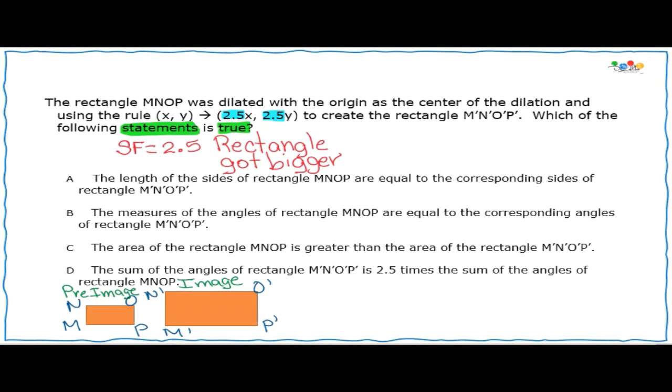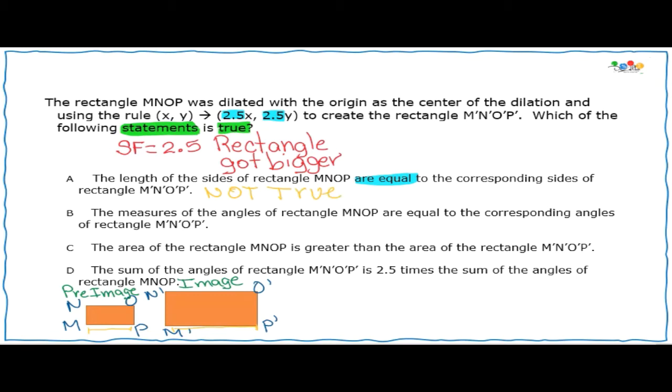So look at answer choice A. It says the length of the sides of rectangle MNOP and M prime N prime O prime P prime are equal. Is that true? Are they equal? So what does that mean? I want you to compare these two sides on my rectangles, from here to here and from here to here. Are they equal? No, right? MP looks smaller than M prime P prime. So this is not true.